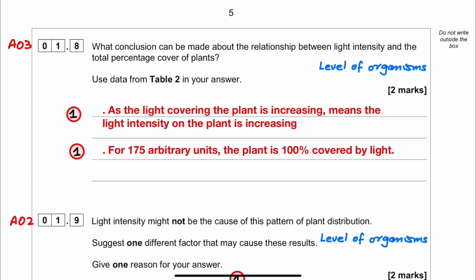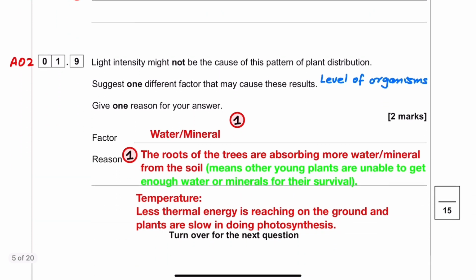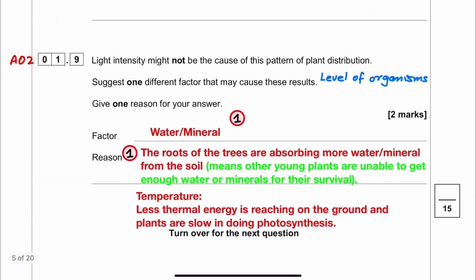Let's see the model answer. The other factors which the student can include are either water or minerals, and the reason is the roots of the trees are absorbing more water or minerals from the soil, meaning the other young plants are unable to get enough water and minerals for their survival.